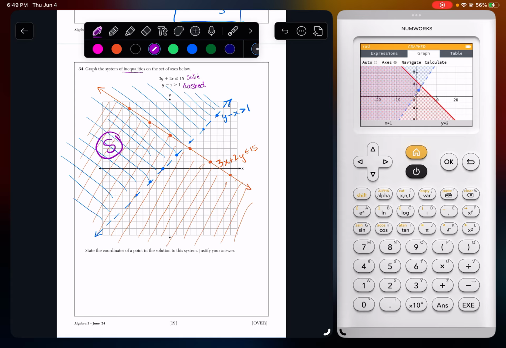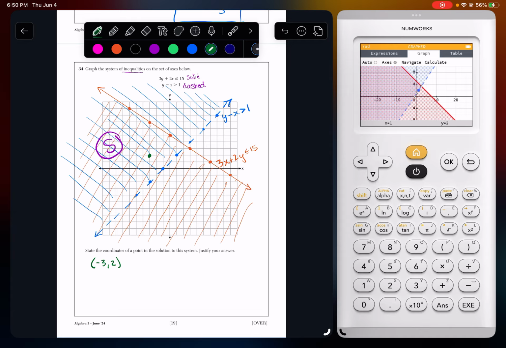Underneath, when they say state the coordinates of a point in the solution, justify your answer, I'm going to choose any point in this double shaded region. So let's choose, for instance, -3, 2, right? That green point. -3, 2. I could justify this just by saying it is in the double shaded region, or I could justify it by substituting it into the inequalities and seeing that they make both true.